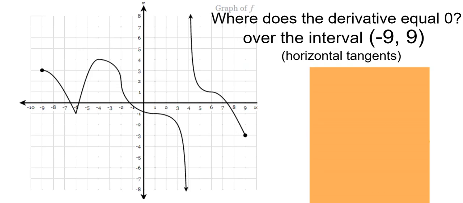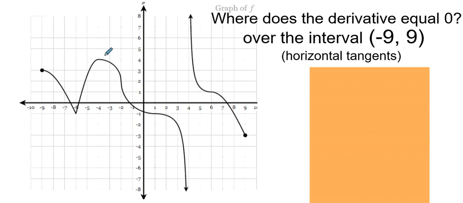All right, let's look at graphs for a little bit as we're talking about derivatives. Where does the derivative equal 0 over the interval from -9 to 9? All right, yes, we're talking about horizontal tangents. And so when I'm looking, let's see, it's a little hard to see on the smartboard. I'm going to go ahead and just look on my computer. I know you have no idea what I'm doing, but I can't even see the grids on the smartboard.